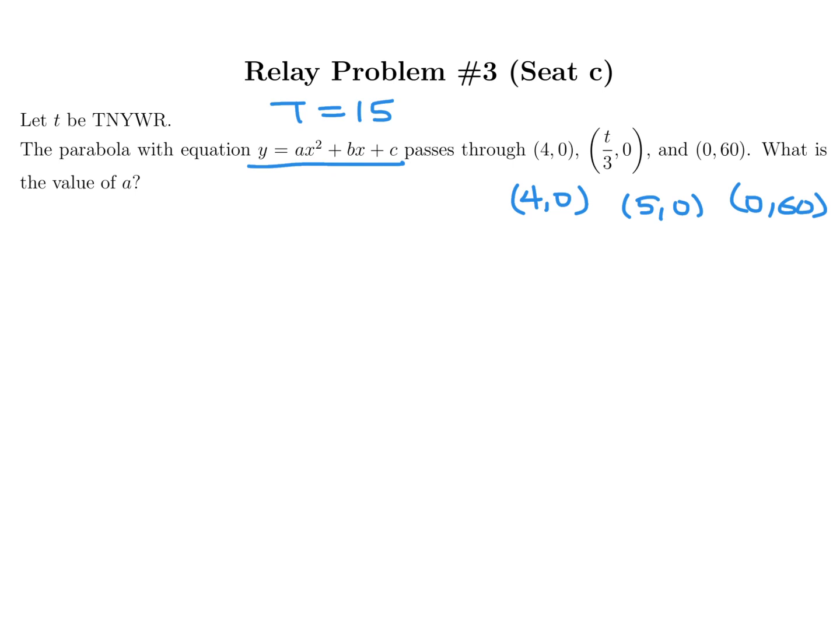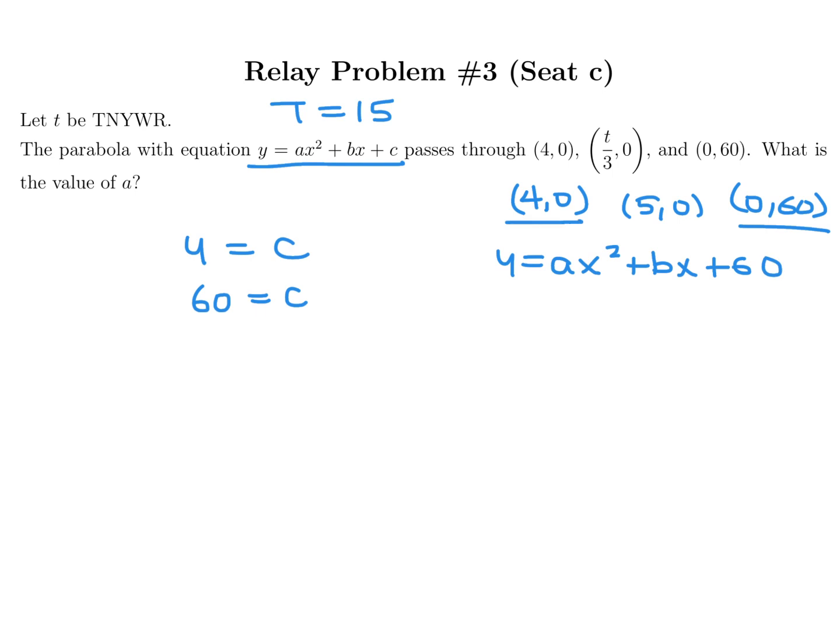Okay, so here we go. So let's plug in, which one do you want? Let's plug in that one first. When x is 0, you're just going to get y is equal to c. But y is 60, so c is 60. So that equation is essentially ax squared plus bx plus 60.